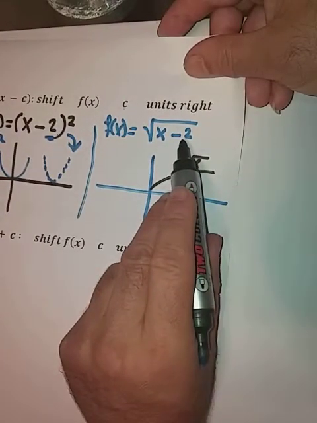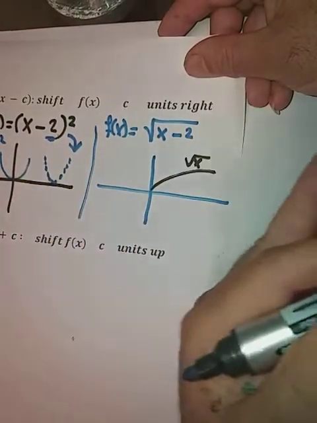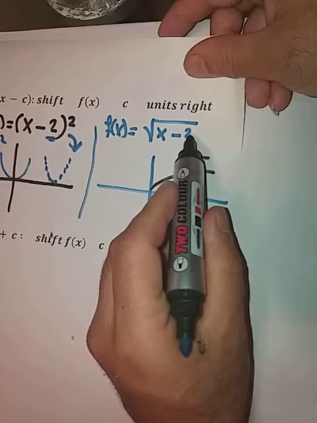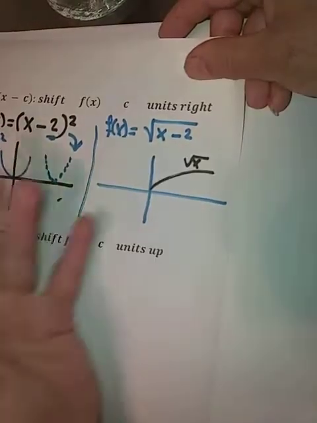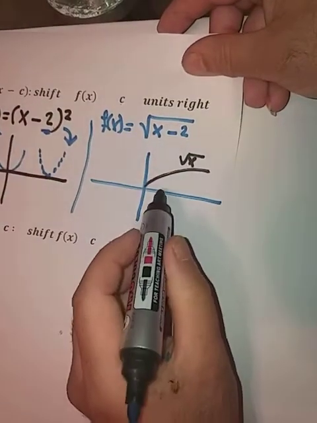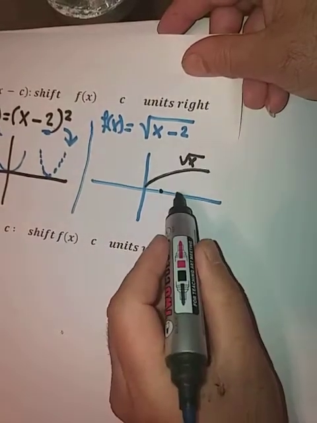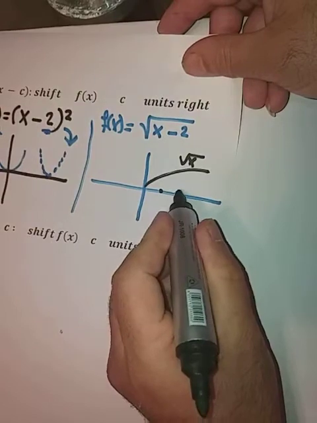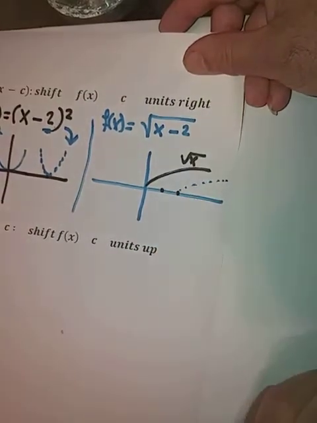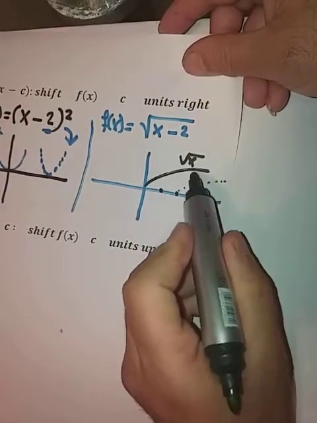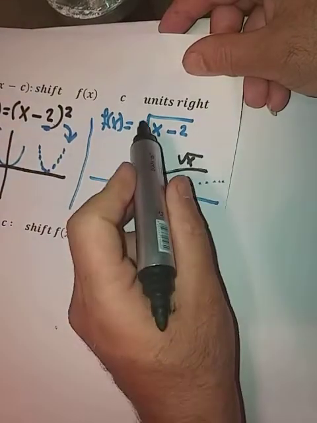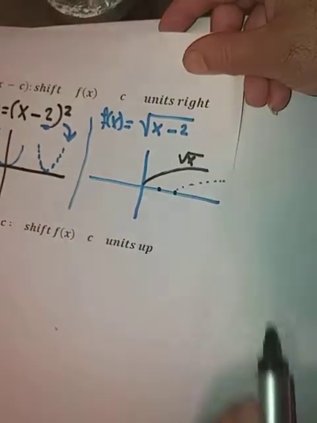But we have minus 2. We go to right because the number is inside the radical. We go to right, 1, 2 to the right, and escape the graph. This is the graph of radical x, and this is the graph of radical x minus 2.